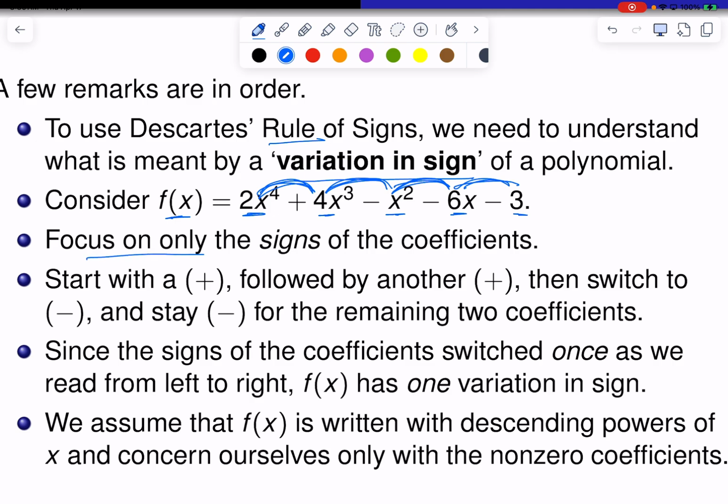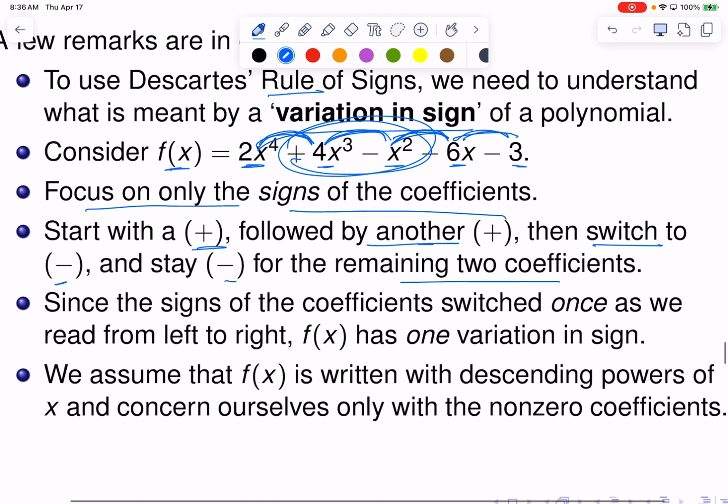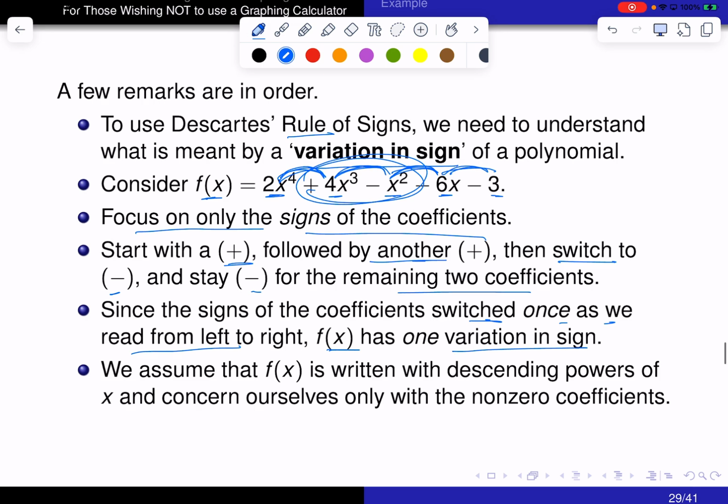We're only going to focus on the sign of the coefficients. Start with a positive, followed by another positive. Then it switches to a negative and stays negative for the remaining 2 coefficients. So there was only one sign variation. Since the signs of the coefficients switch once, reading from left to right, we say f of x has one sign variation. We assume that f of x is written in descending order and concern ourselves with non-zero coefficients. So if there is a missing term, you don't worry about it.